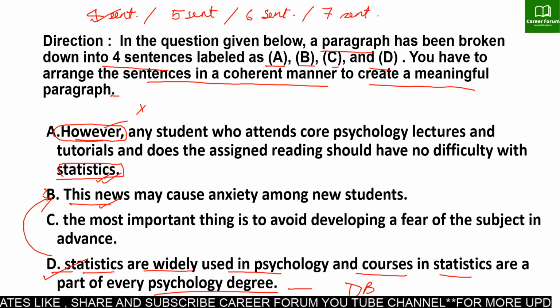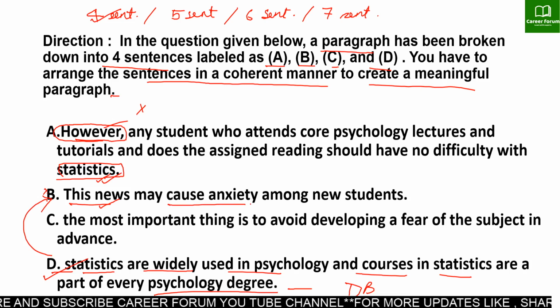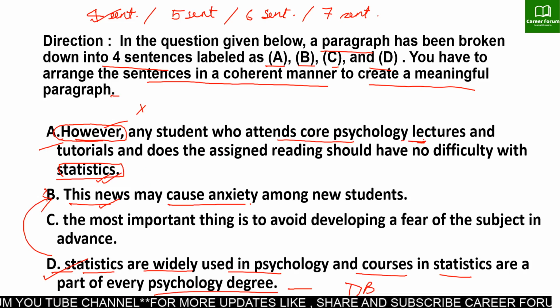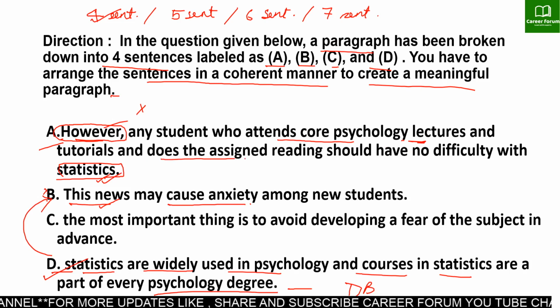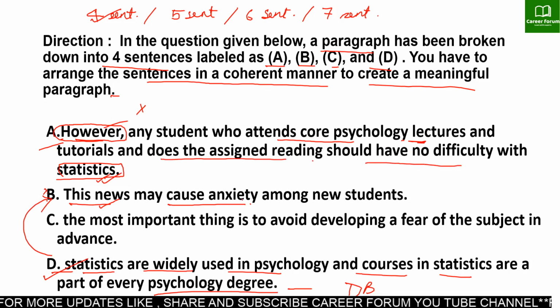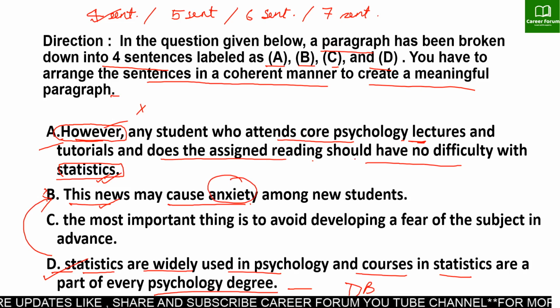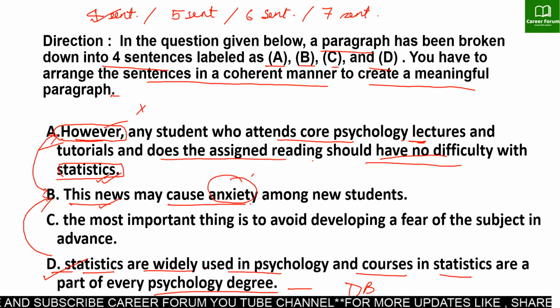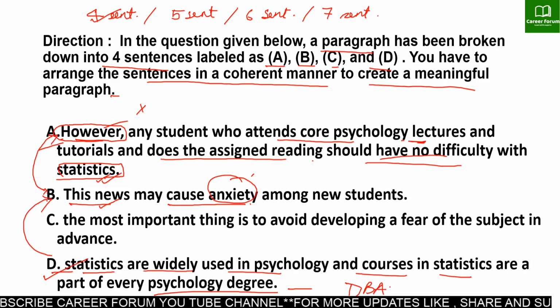After B. B says this may cause anxiety. So contradictory to this, we have a sentence here in A. The A says, however, the contradiction is any student who attends core psychology lectures and tutorials and does the assigned reading should have no difficulty. Here we are talking about difficulties and here we are talking about no difficulty. These two are the contrary parts. So obviously after B there has to be A. The next sentence is A, right?